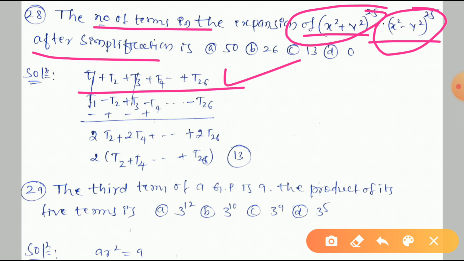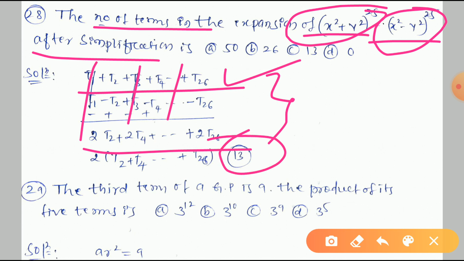Subtracting one from another, we get the odd terms are cancelled. Then after simplification we get 2 times t2, 2 times t4, up to 2 times t26. Taking the common factor, the number of terms in the given expansion is 13: t2, t4, t6 up to t26. Then the number of terms in the given expansion is 13. Therefore the right choice of this question is 13.